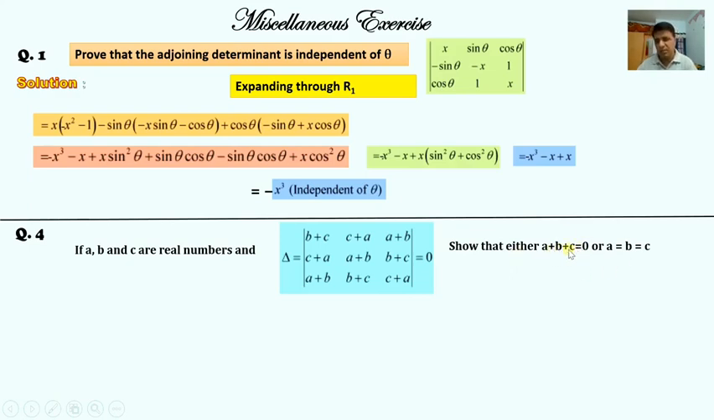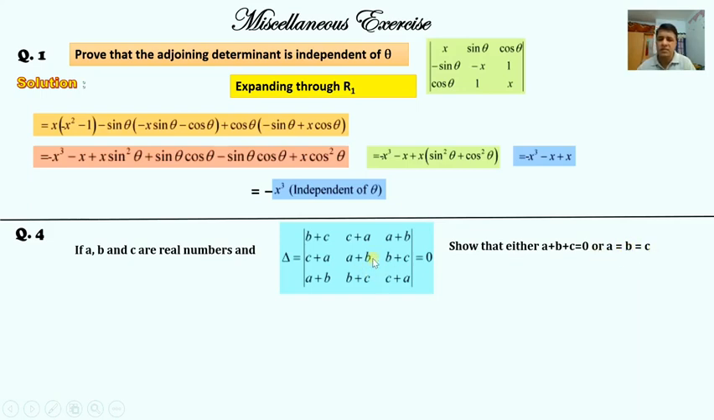Either a plus b plus c is equal to 0 or a is equal to b is equal to c. Means what? We must have a plus b plus c as one factor, and somewhere here a minus b, then b minus c, and then c minus a as another factor. Then from where will we get these two factors? We will get them by solving this determinant, and then we must have these two factors. One is a plus b plus c into a minus b, b minus c, c minus a.